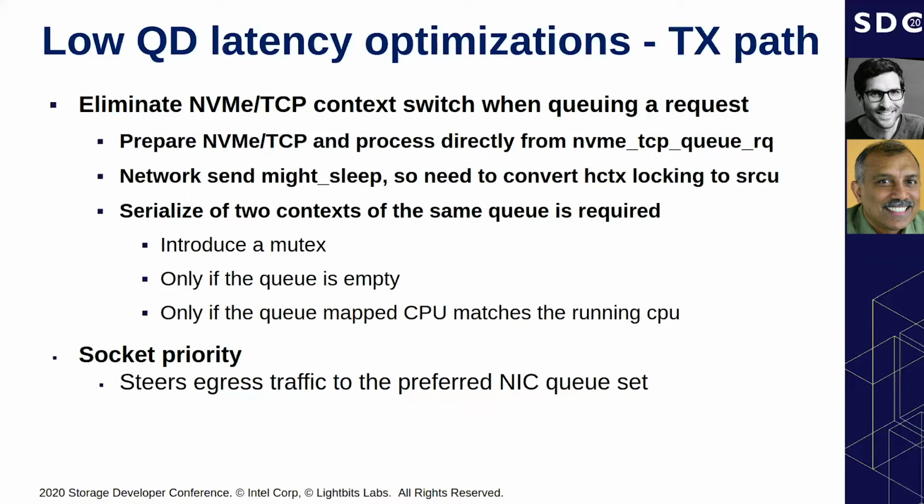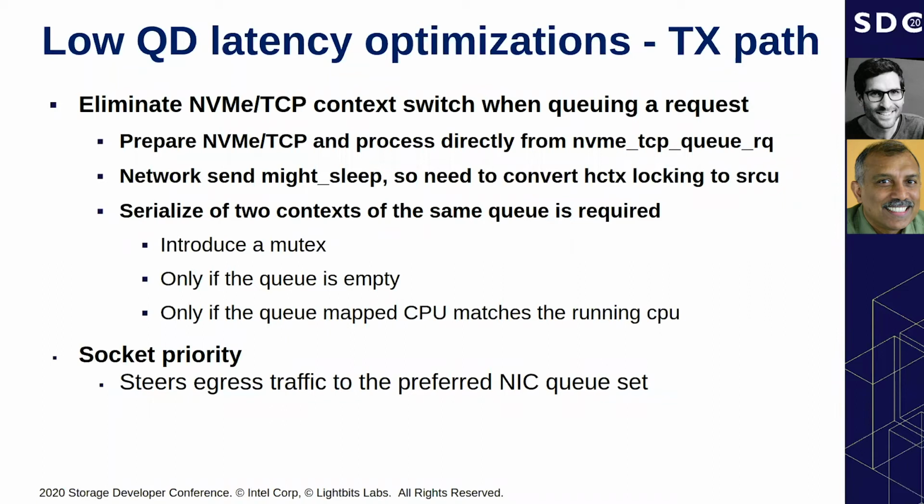That IO context will probably, in the common case, run on the same CPU and will just incur a context switch between the application thread that issued the IO and this NVMe TCP thread that will send it down to the network. So we want to eliminate this context switch and actually send the request down to the network directly from the queuing callback, and basically just omit this IO context.